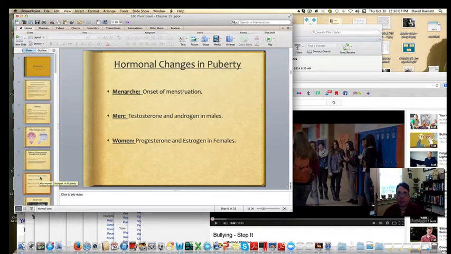Hormonal changes in puberty. Menarche, again, I don't know if I'm saying that right, is the onset of menstruation. When we talk about hormonal changes in men during puberty, we're talking about testosterone and androgen in males, and progesterone and estrogen in females. You'll need to know that for your exam.